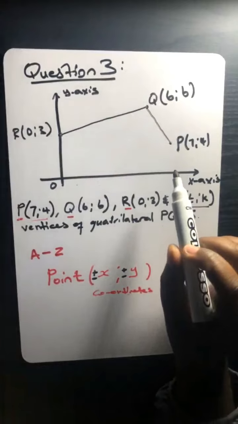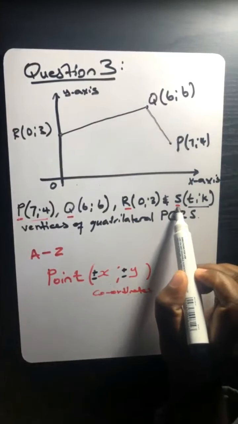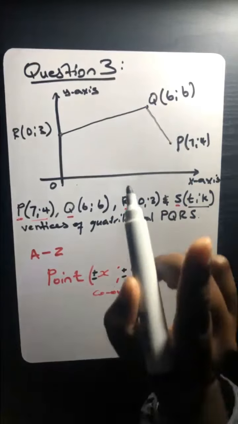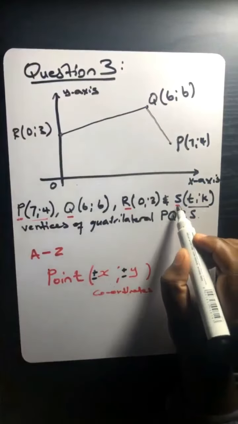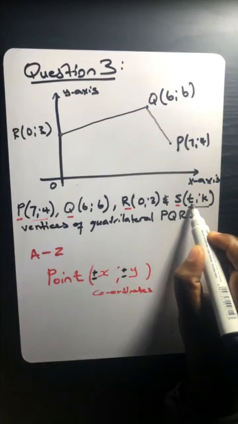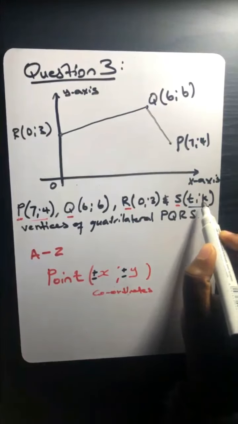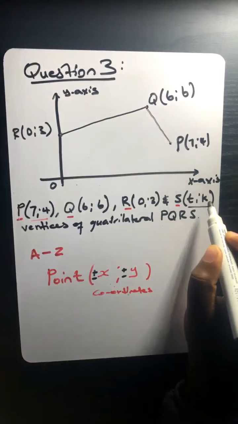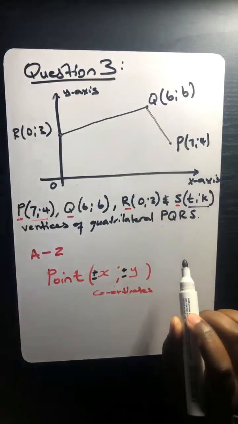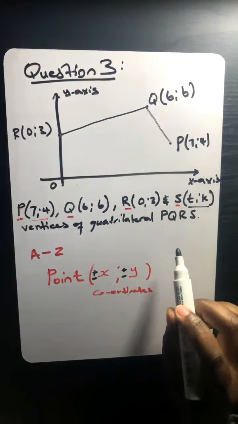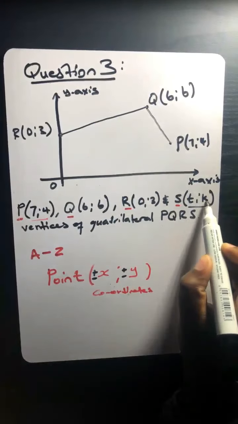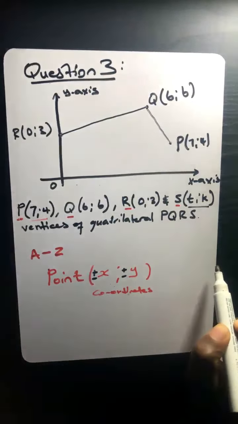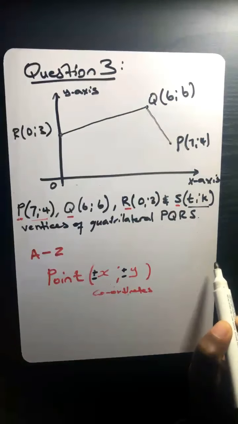That is the reason why I won't stress that much about explaining point S. But you just need to be aware that point S has got the coordinates of T and K. T represents the X value, K represents the Y value, which means, ladies and gentlemen, if a question comes where they talk about T or K, you just need to know that T is the X value, K is the Y value. Very, very much important, guys.